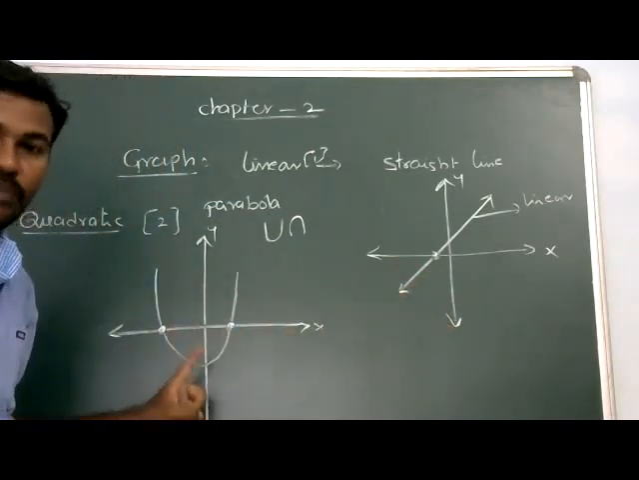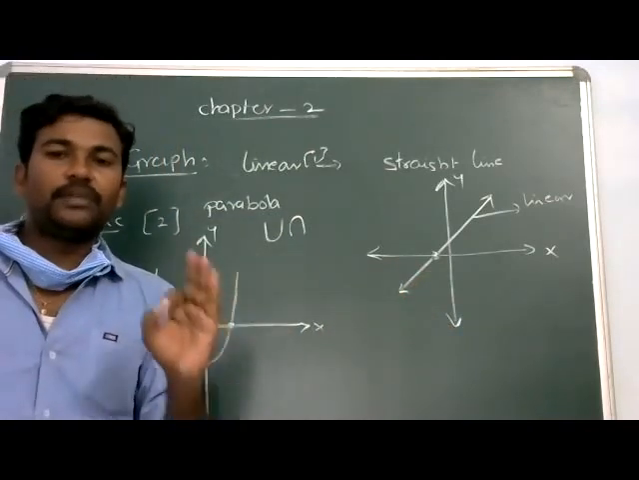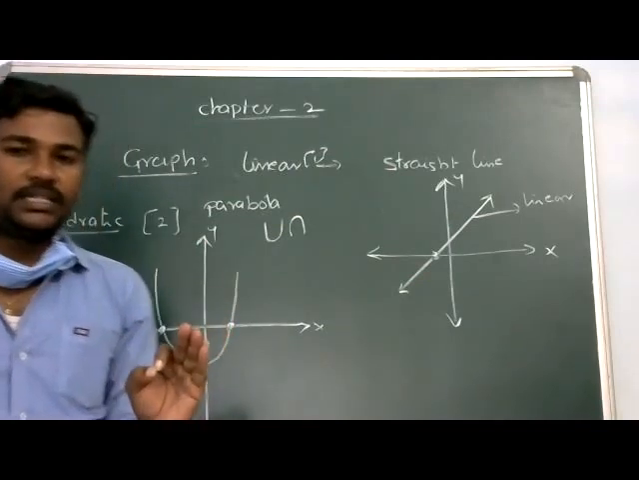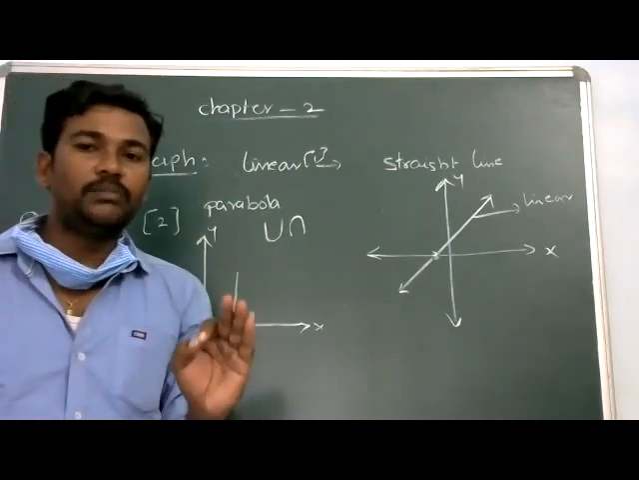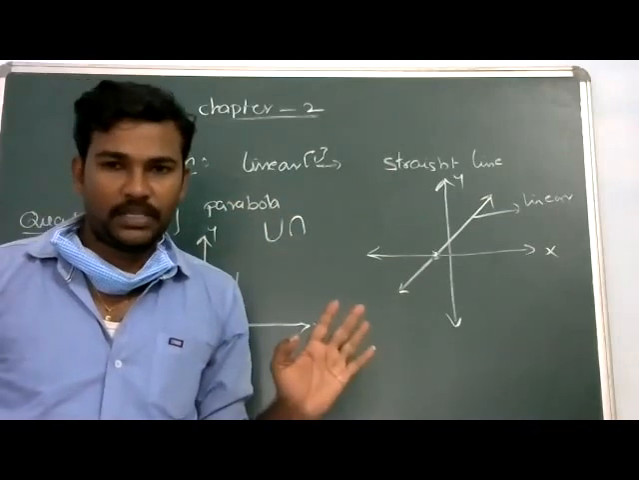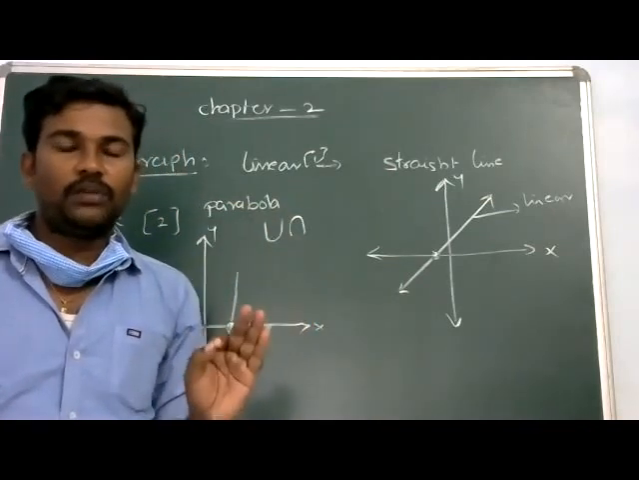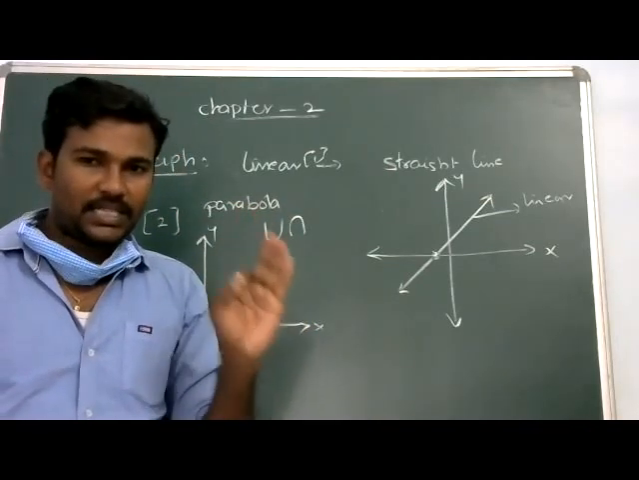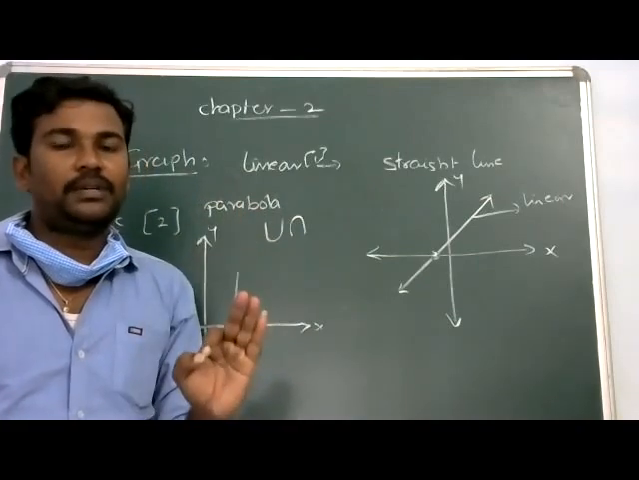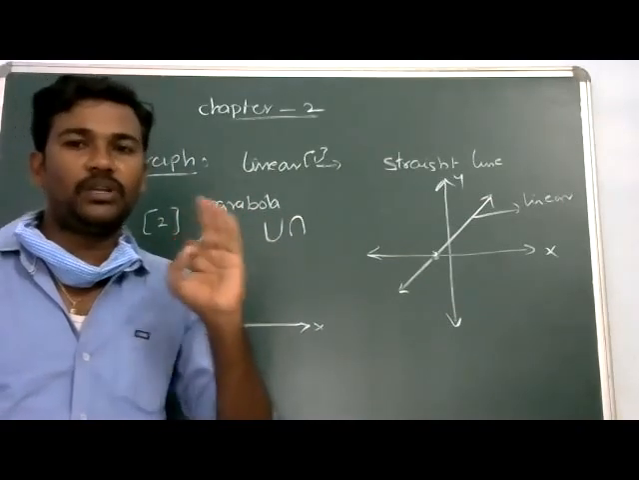That means the graph of the polynomial intersects the x-axis how many times? That many zeros are there. Directly, only one statement: the x-axis is intersected by the graph at how many points? That many zeros are there.